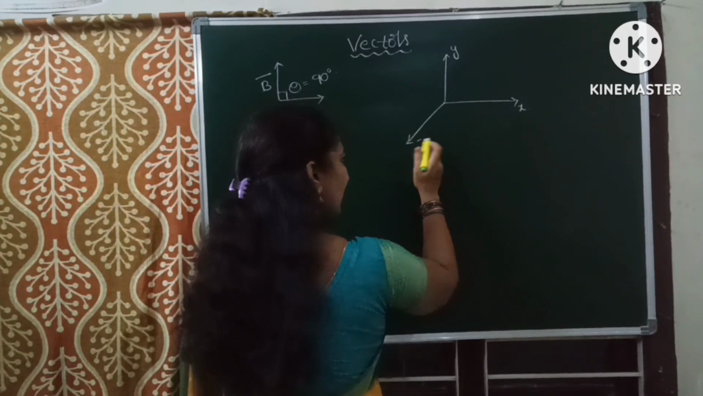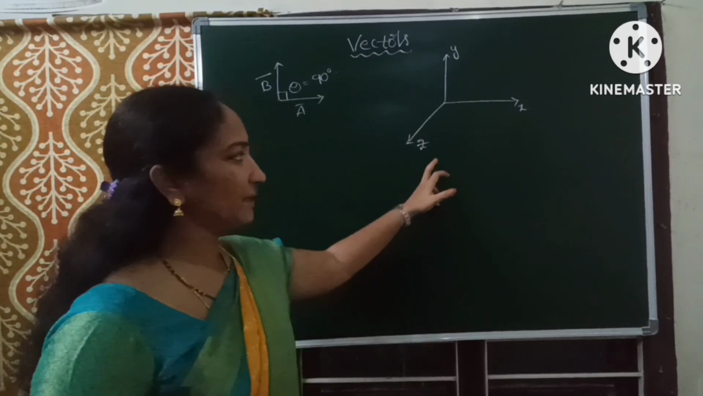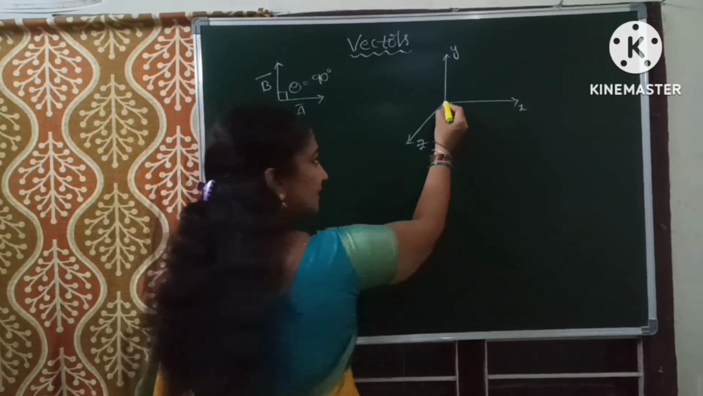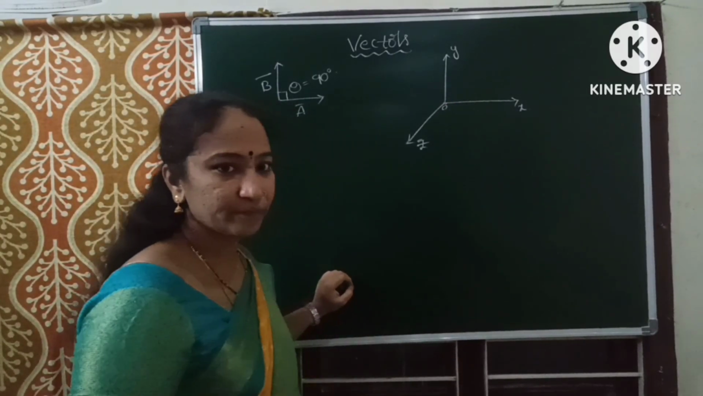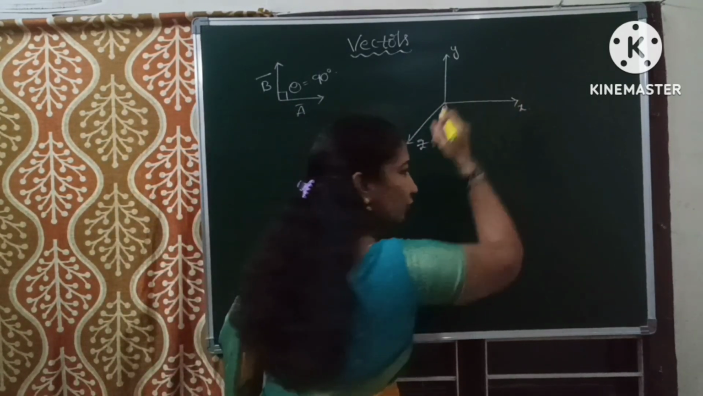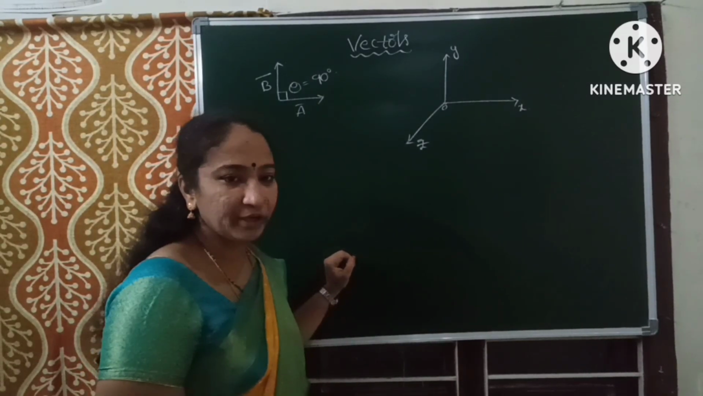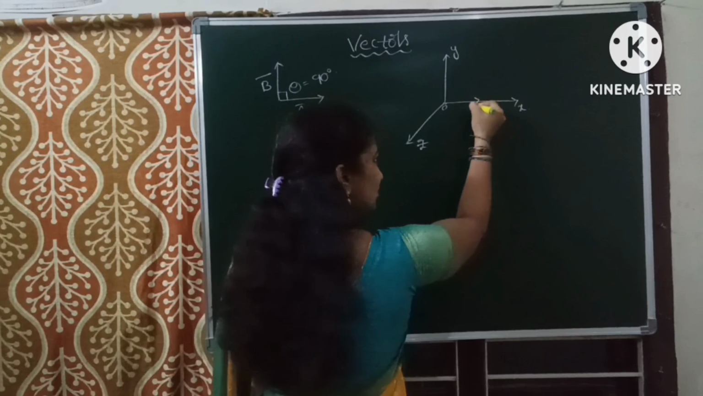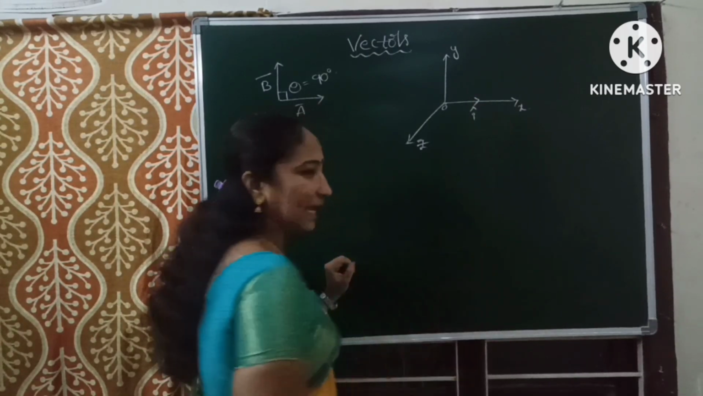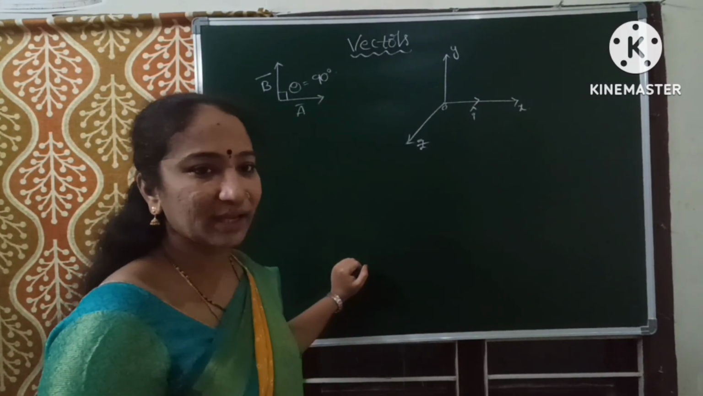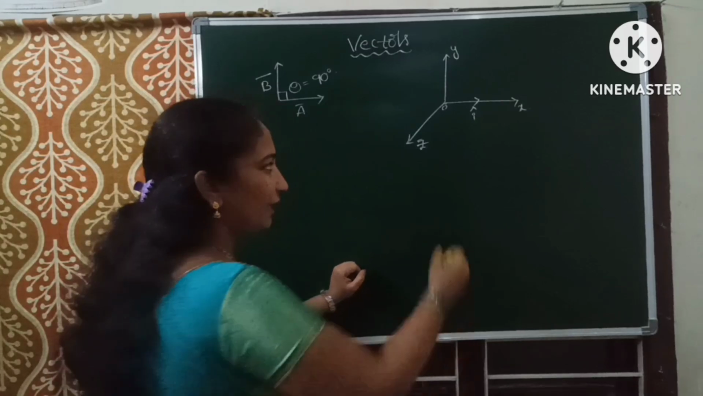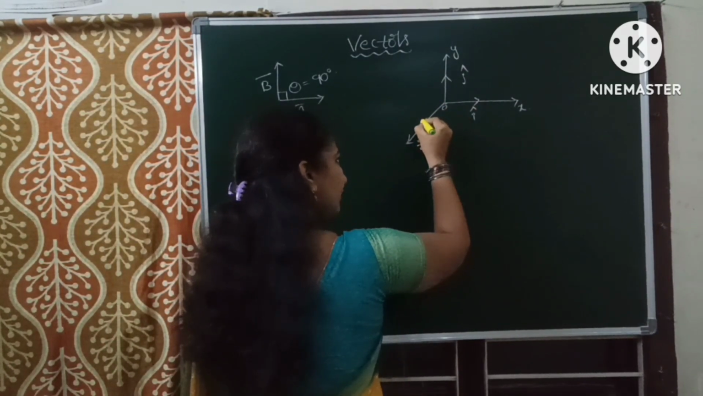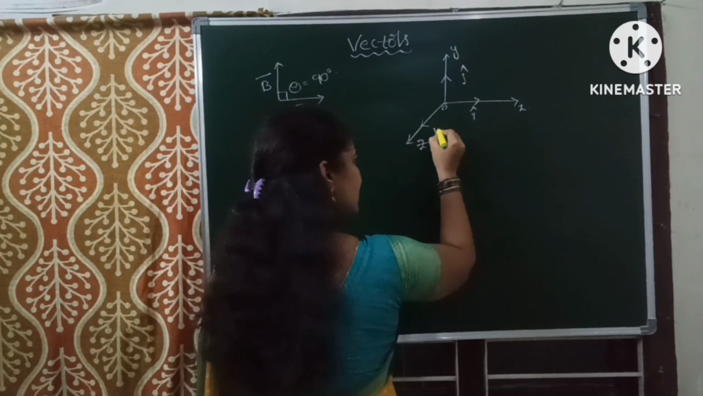For that purpose here I considered the Cartesian system. It has the origin point 0, 0. Along the x direction one unit vector is there. Unit vector means magnitude equal to 1. So along the x direction generally the unit vector is i cap, the unit vector along the y direction is j cap, and the unit vector along the z direction is k cap.